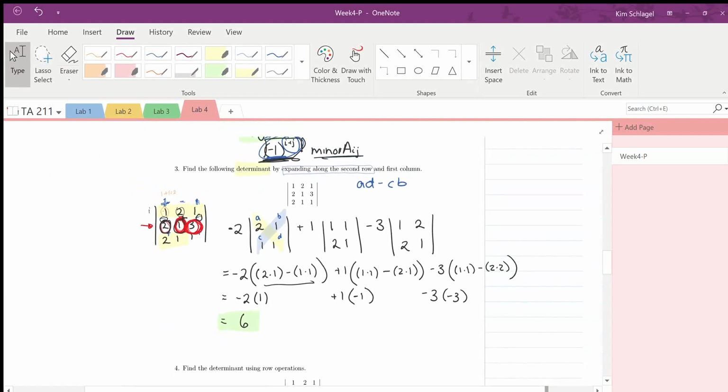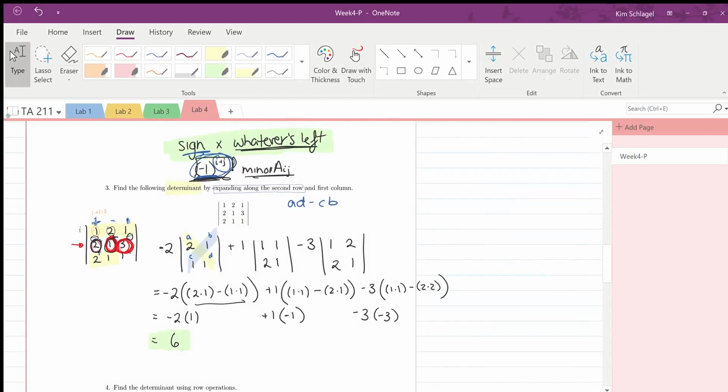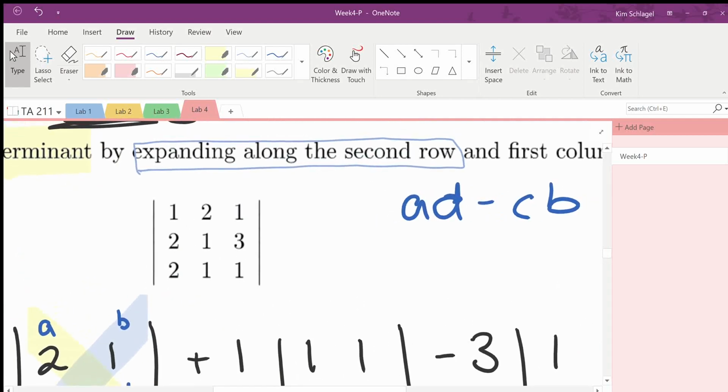Okay, so I hope that wasn't too confusing. Determinants take a little bit to get used to, just like everything else new that you're learning in this course, but the main idea is if you have a 3x3, your first step is to label the signs here. So this is a plus, minus, plus.